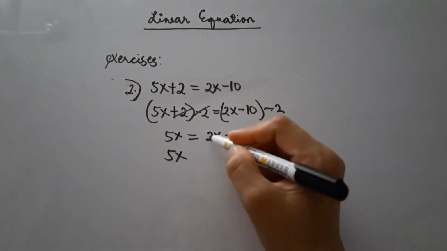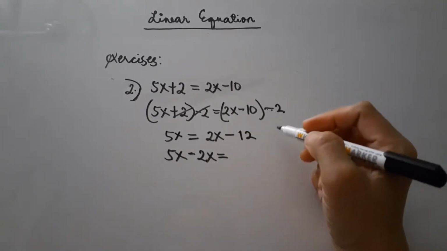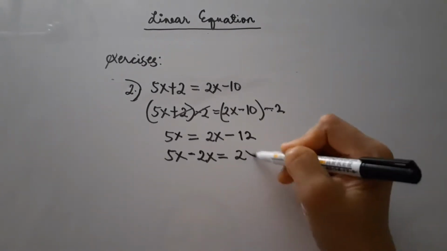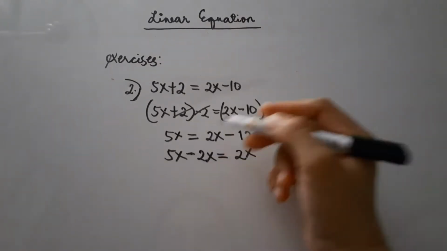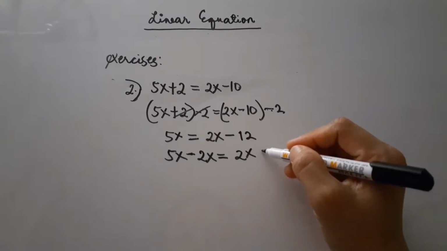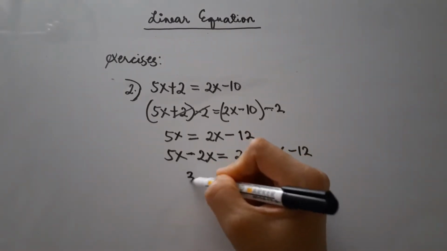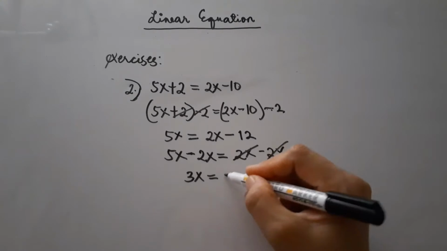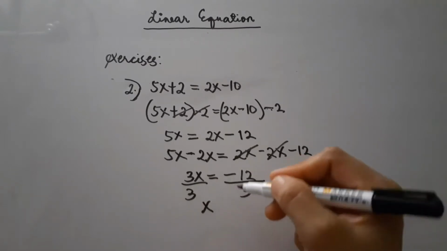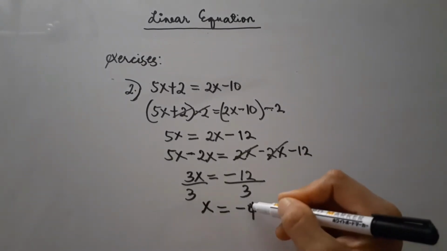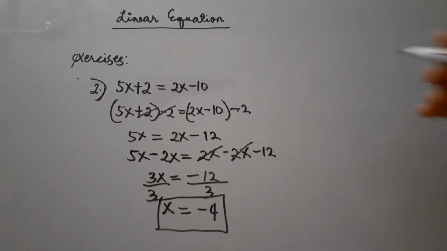And then 5x is equal to negative 12. Transpose 2x here. Since it is positive 2x, if we transpose, we have negative 2x. So 5x minus 2x becomes 3x. Cancel out 2x and negative 2x. The remaining is negative 12. So 3 over 3, since 3 over 3 is equal to 1, and then negative 12 divided by 3 is the answer, which is negative 4.